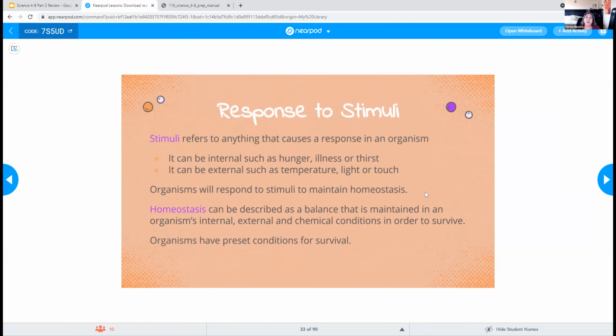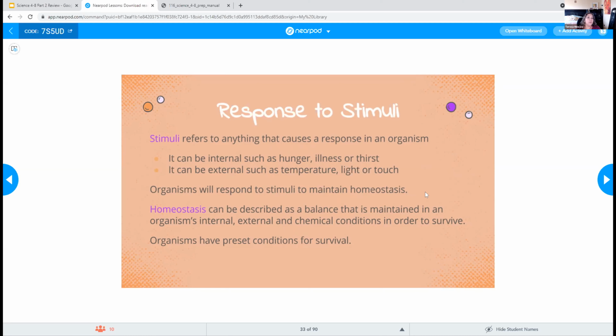Some of you may be cold. I'm cold, my air conditioning's on, it's freezing in here. That's an external stimulus, right? And so my body is going to respond to that. Your body's responding to that some way. And it responds to it because it's trying to maintain homeostasis. It's trying to maintain that balance that we need to be.